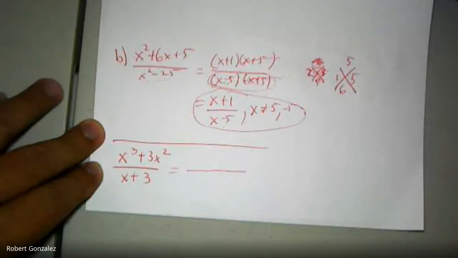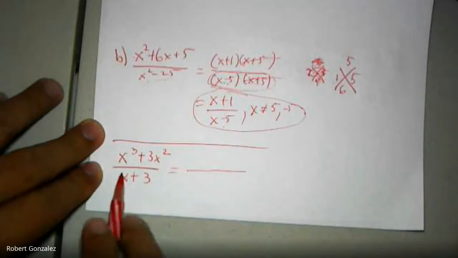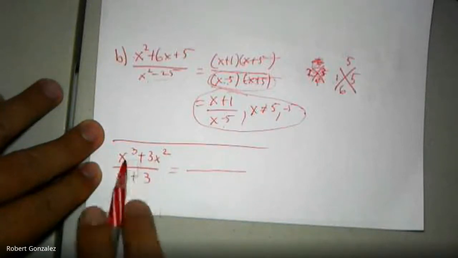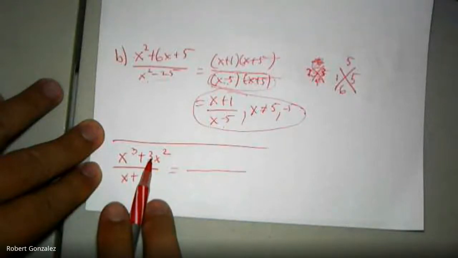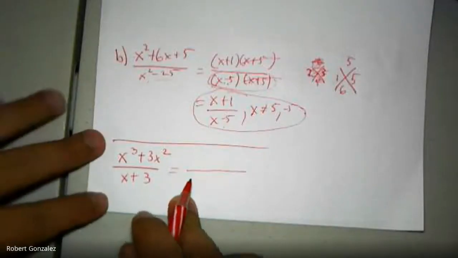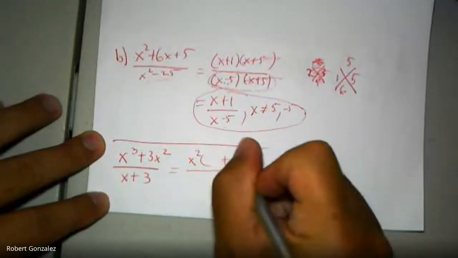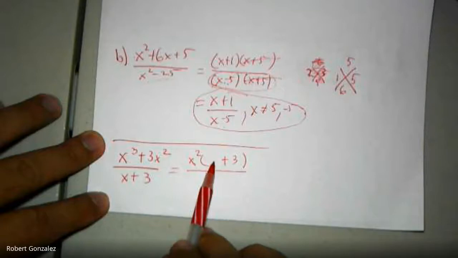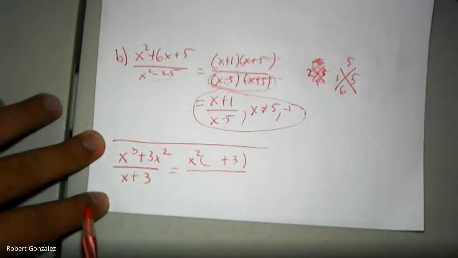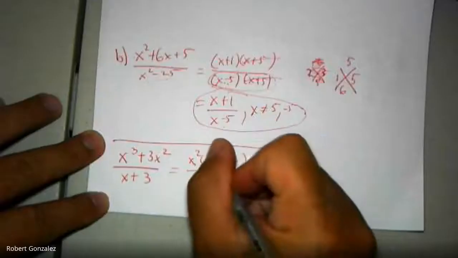What do you get when you factor the top? Kennedy, what do you get? Go ahead. I got x squared times 1 plus 3. That's very close. X squared times something equals x cubed. X squared times what? X. Very good.